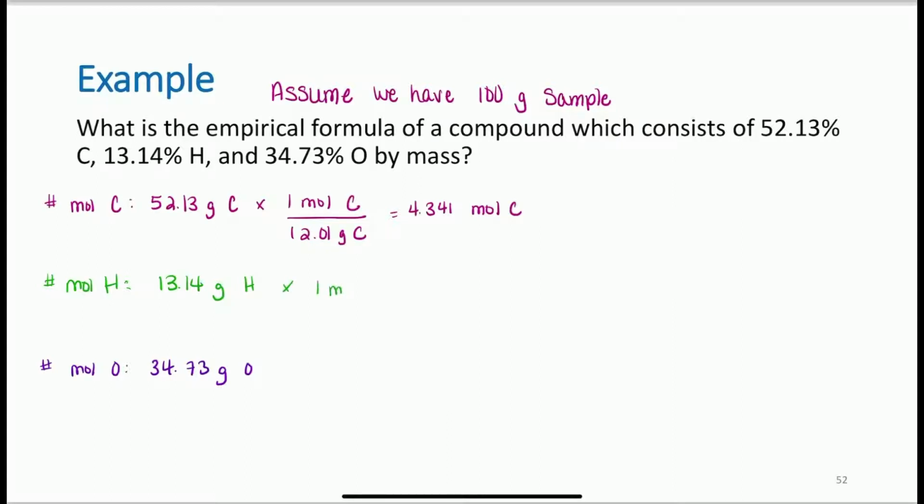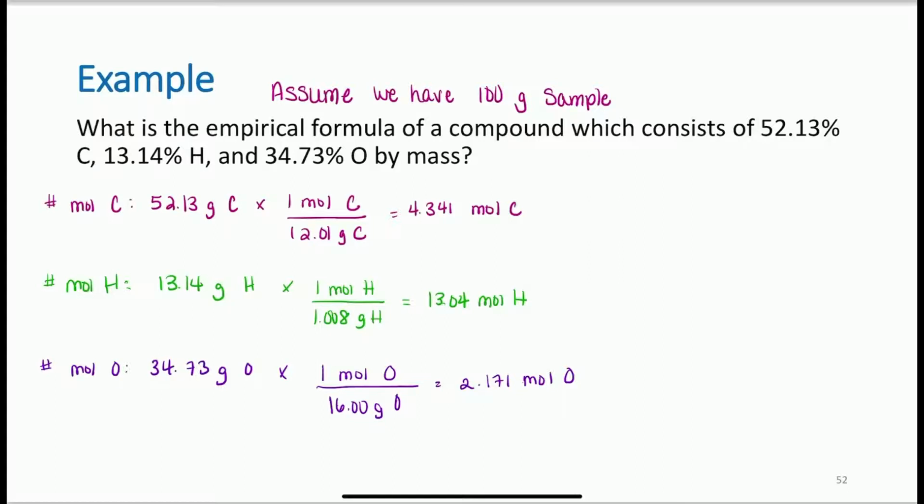Hydrogen. I expect this to be around 13 because I know hydrogen has a molar mass of about 1.008 to be exact. This equals out to 13.04 moles of hydrogen. And oxygen. I expect this to be around 2 moles because I know that oxygen has an atomic weight of 16 grams per mole. 34 is a little higher than 16 times 2. And I find moles of oxygen here to be 2.171 moles of oxygen.